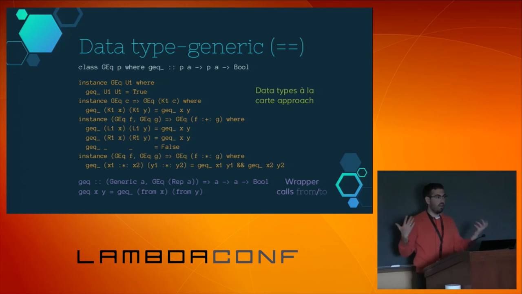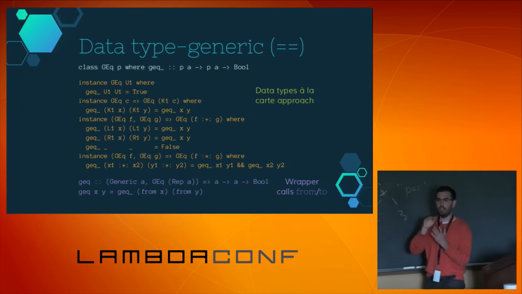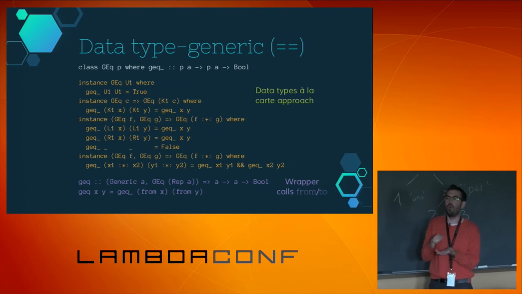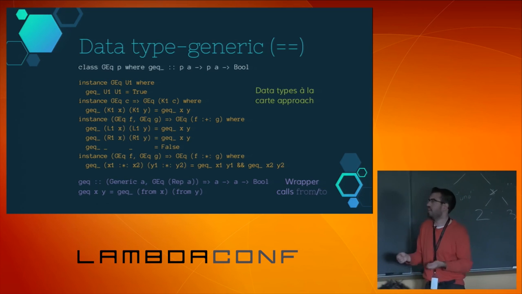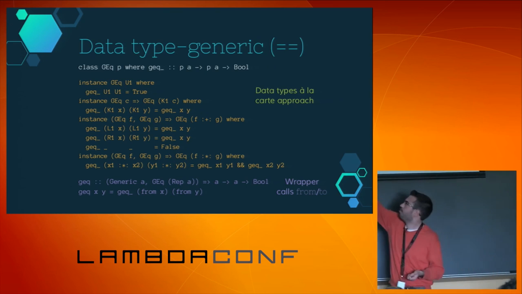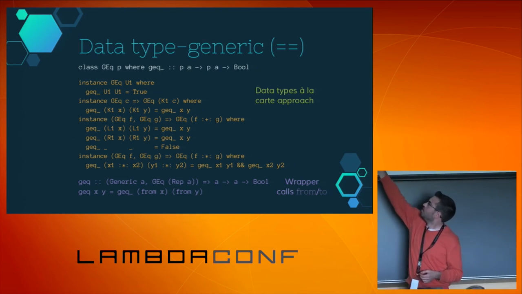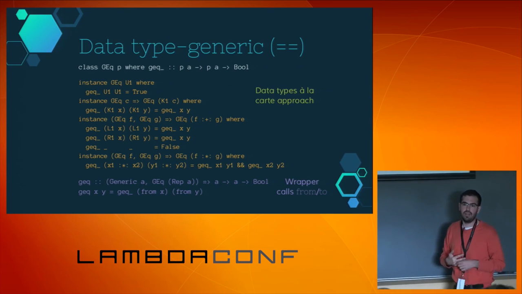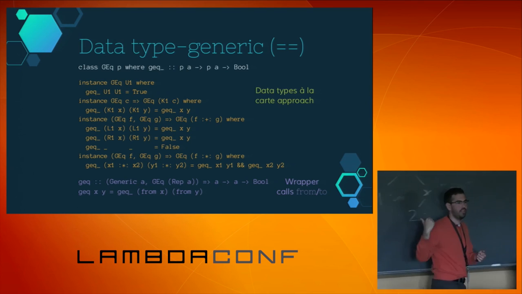And then the only thing that is missing is a wrapper, because if you want to use equality, you don't want people to know that you are doing all these generic combinations. So you want a wrapper which calls from here. And of course, you need it to have Generic here. But people have to write deriving Generic. I think it's a fair amount of code they have to write to be able to use this.